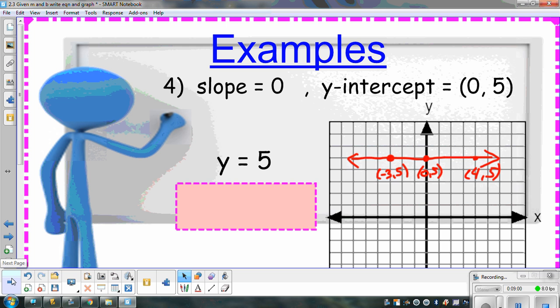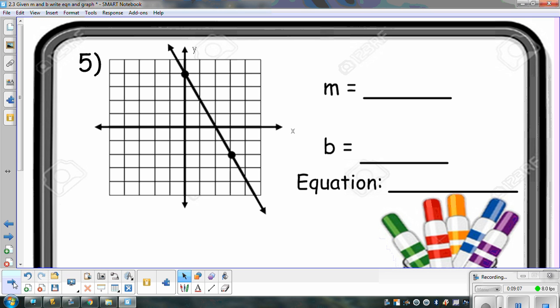Those are the 4 basic situations you're going to see. I have 4 more just for you to practice to see how you're doing. Take a moment, look at this graph, identify its M and its B, and then write its equation.